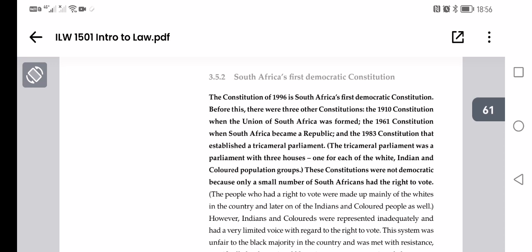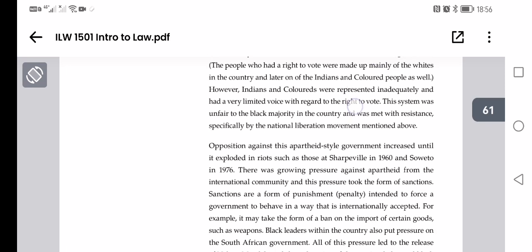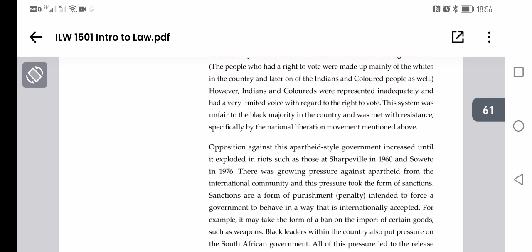These constitutions were not democratic because only a small number of South Africans had the right to vote. The people who had the right to vote were made up mainly of whites in the country, and later on the Indians and colored people as well. However, Indians and colored people were represented inadequately and had very little voice with regard to the right to vote. The system was unfair to the black majority in the country and was met with resistance, especially by the National Liberation Movement mentioned above.